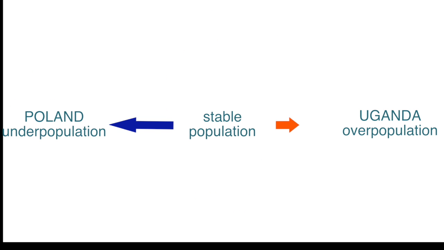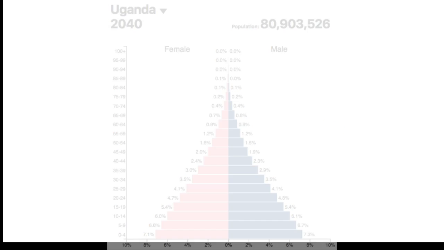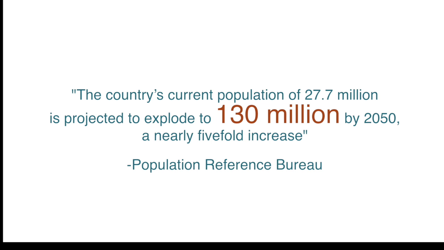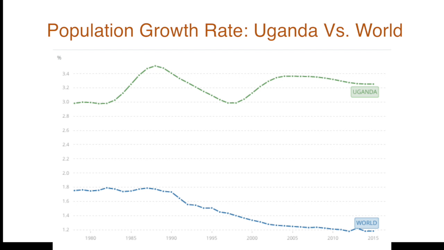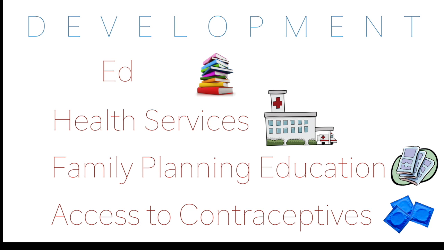On the other hand, Uganda's population is heading in the opposite direction. According to the Population Bureau, with its high birth rates and decreasing death rates, its population is projected to quintuple in size to 130 million, causing extreme overpopulation and problems in poverty and instability. Uganda's current growth rate is already 3 times the global average, and if it continues at this high rate, there will surely be many problems to come. By increasing development as a whole, and specifically increasing education, the provision of health services, family planning education, and access to contraceptives, the Ugandan government can work to slow down their growth.